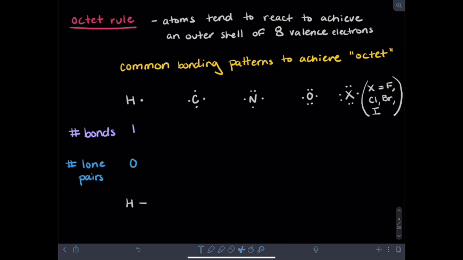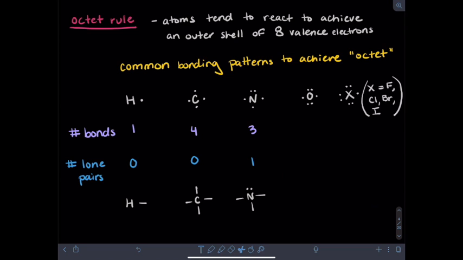Hydrogen is our simplest case. It has one valence electron, and it tends to form one bond. It'll have 0 lone pairs typically. And the common bonding pattern to look out for is just to have a hydrogen with a bond to something else. Of course, it would be attached to some other atom here, but I'm not showing it. Carbon has 4 valence electrons, and to achieve an octet, it will form 4 bonds. A carbon with 4 bonds will have 0 lone pairs.